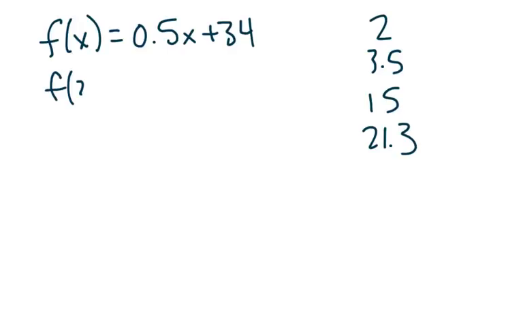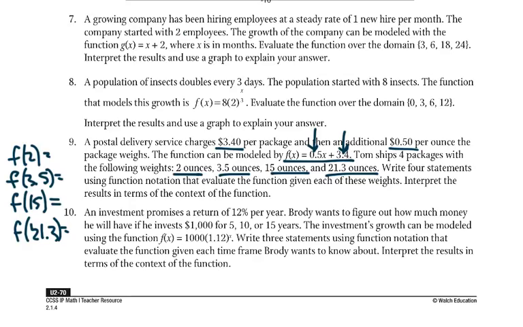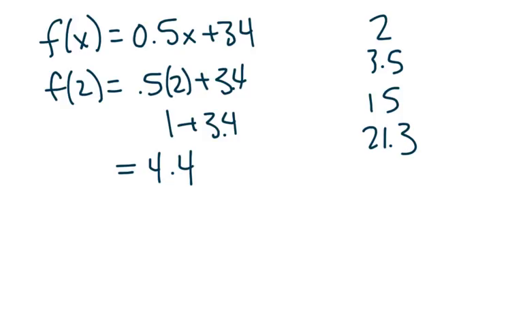So f of 2 equals 0.5 times 2 plus 3.4. One half times 2 is really 1, right? So we'd have 1 plus 3.4, so it'd be 4.4, which, since we're talking about money, is $4.40 for 2 ounces. Then we leave that as x and change our 2 to 3.5.